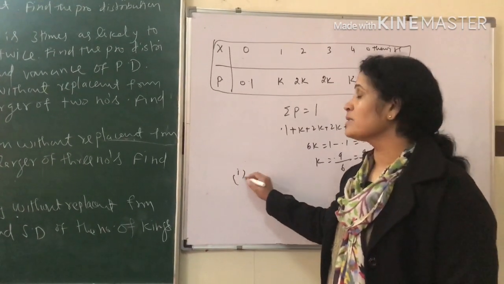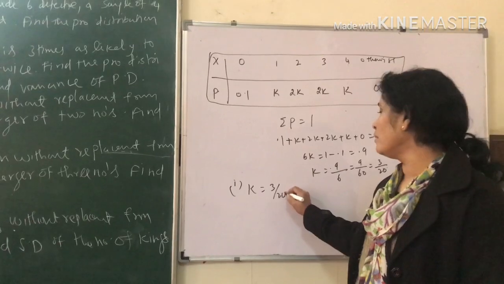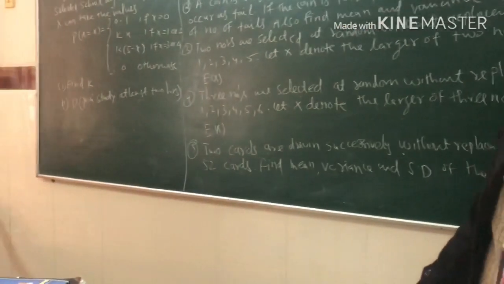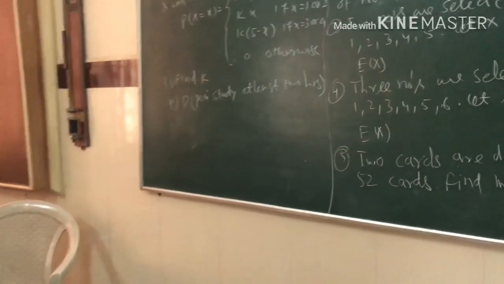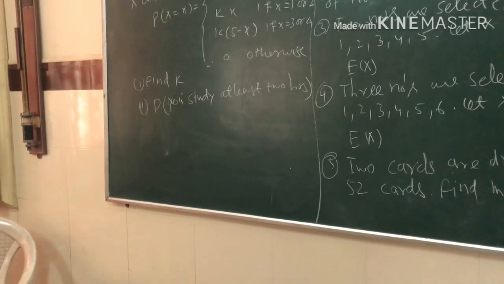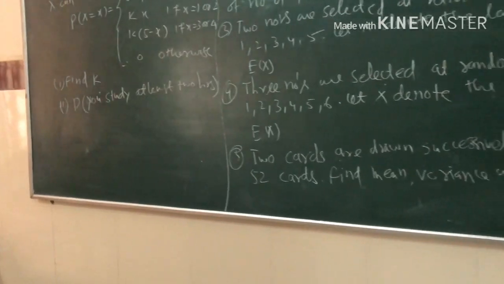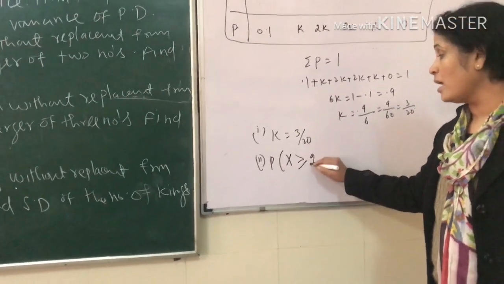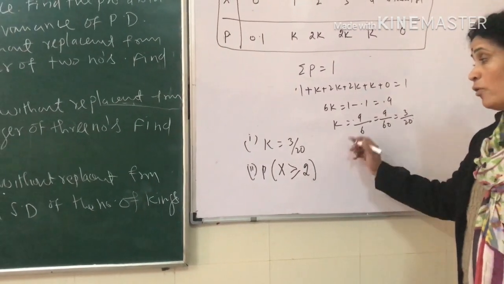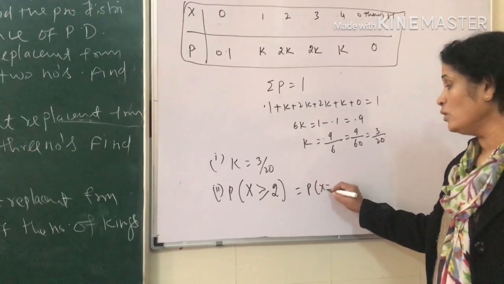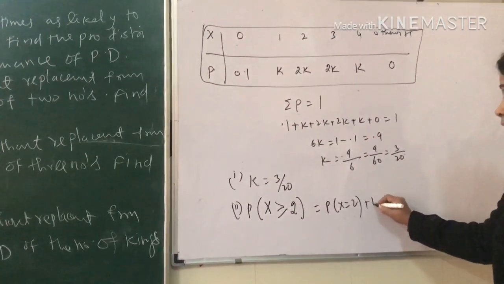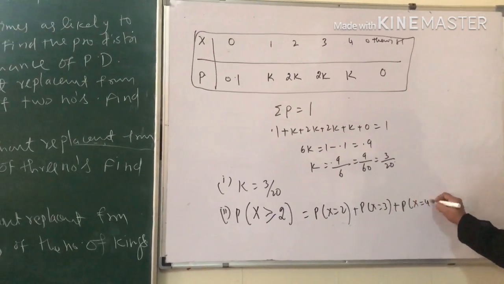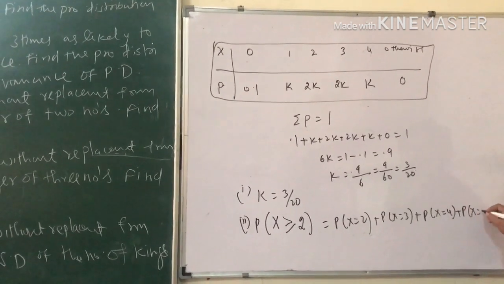The first part they are asking is the value of k. K we are getting 3 by 20. Then the second part, what they are asking: find the probability that you study at least 2 hours. At least means what symbol? Greater than or equal to. X greater than or equal to 2. 2 means x is equal to 2, above 2 we have 3, and then 4 we have, and then plus otherwise we have. Clear? Plus the probability of x is equal to otherwise.